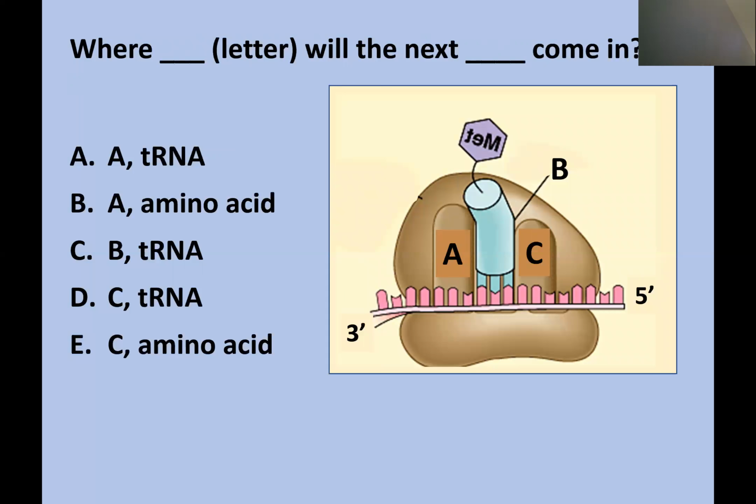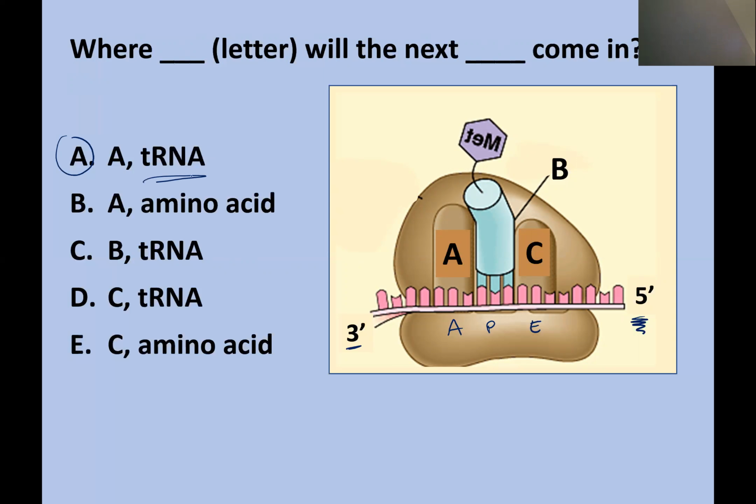A couple more questions. Which letter will the next blank come in? So the answer, this one's a little tricky. I put this opposite. I put 5' here to 3' here. So the correct answer is actually A. I wrote these sites backwards. This is the APE site.